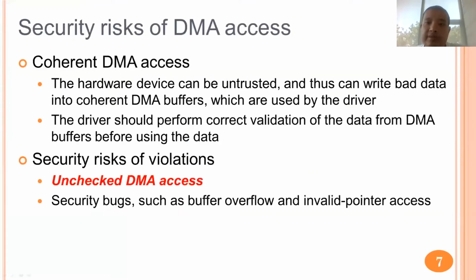For concurrent DMA access, because the hardware device can be untrusted, it can write bad data into concurrent DMA buffers, which are used by the driver. Thus, the driver should perform correct validation of the data from buffers before using the data. If this rule is violated, the DMA data can cause security bugs, such as buffer overflow, invalid pointer access, and so on. For short, we call such violation unchecked DMA access.